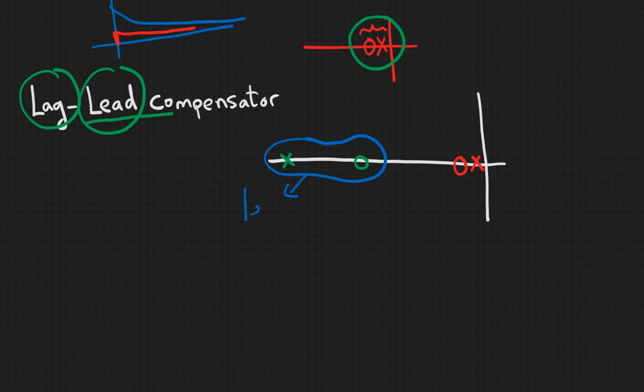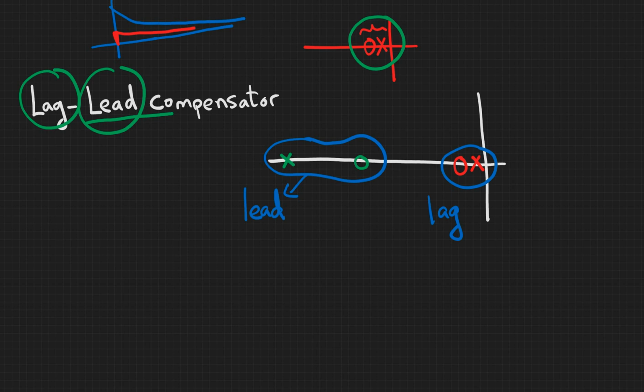So this is the pole and zero of the lead compensator, where the magnitude of the pole is greater than the magnitude of the zero. And this is the lag compensator, in which the magnitude of the zero is greater than the magnitude of the pole. So it's the other way around, but we make them close together, as we said in the last lecture, to minimize the effect of the pole.